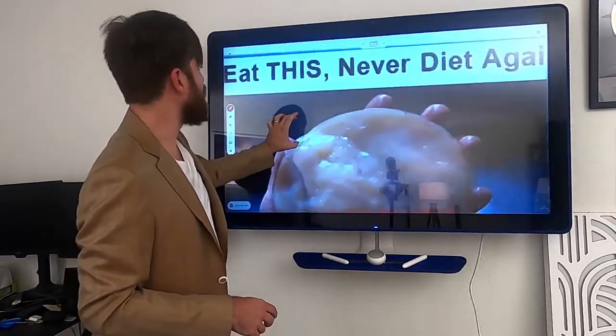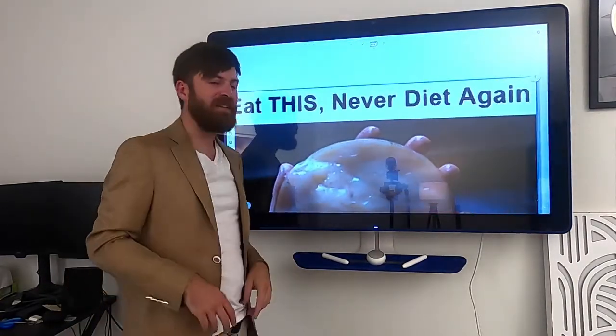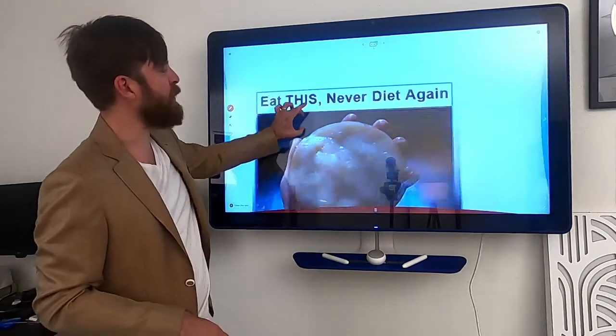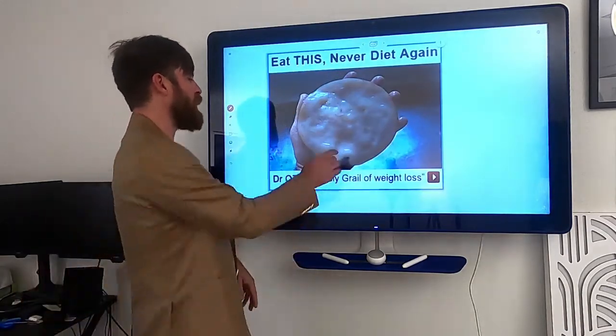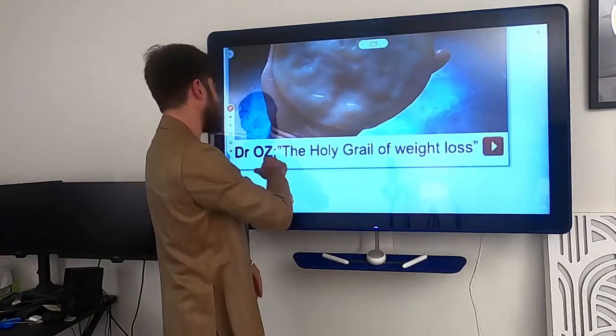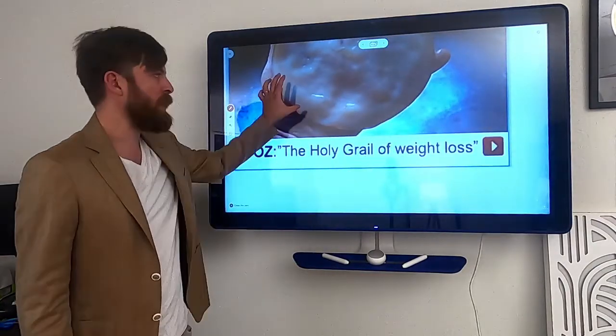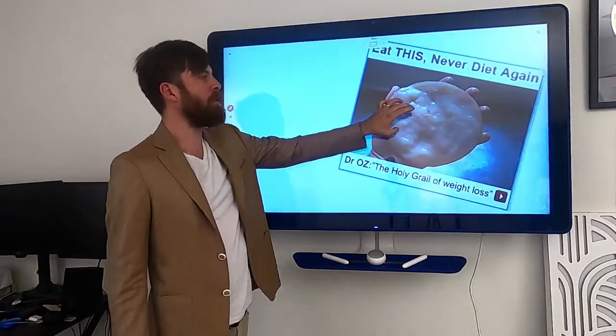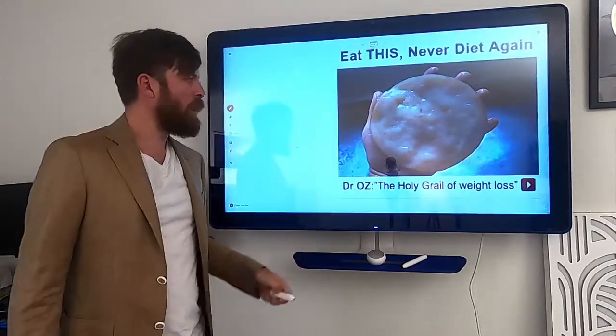And as you'll see, it says, "Eat this, never diet again." It's a pretty simple ad. It's got this weird thing on it, and then it's got a line below, which is the Dr. Oz, the holy grail of weight loss. Okay, so now this ad, here, let me bring it up here. I'll go over a few things.